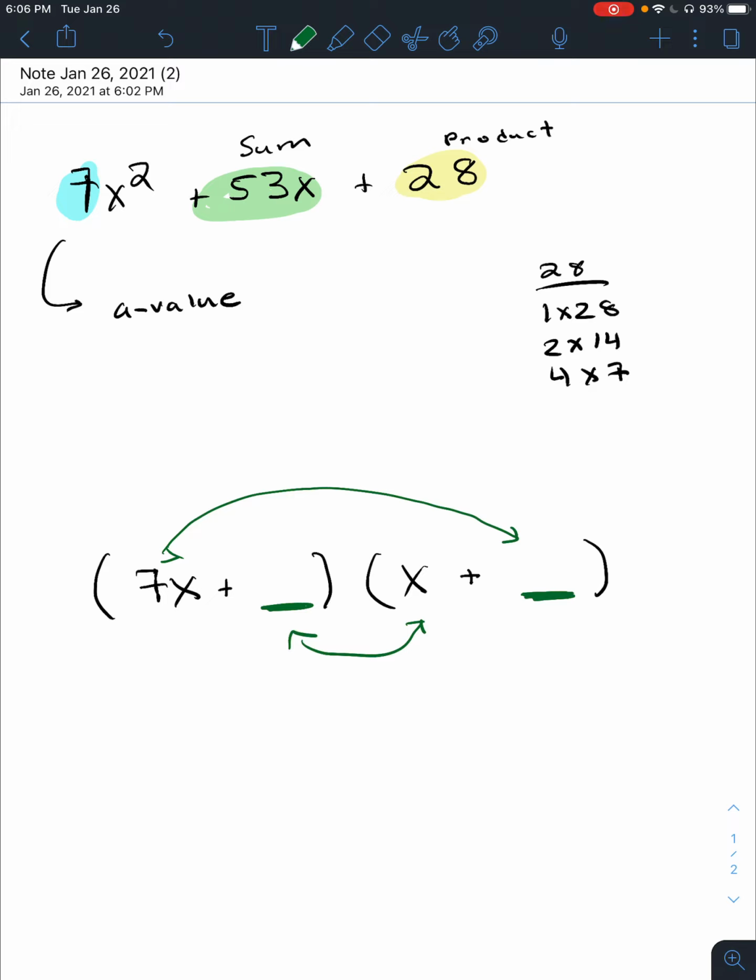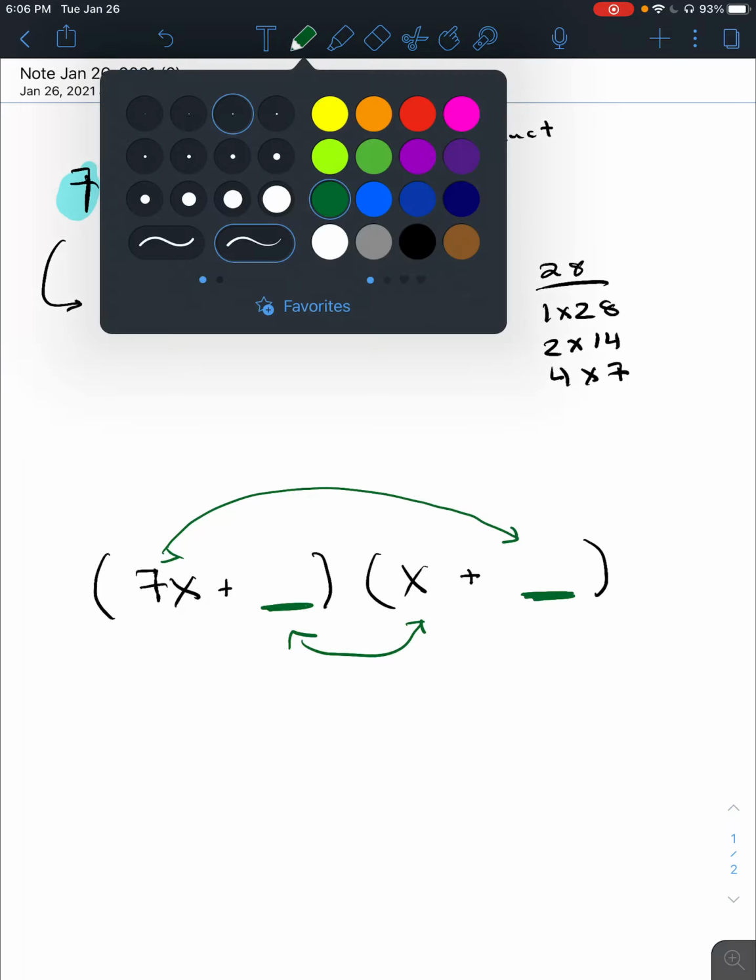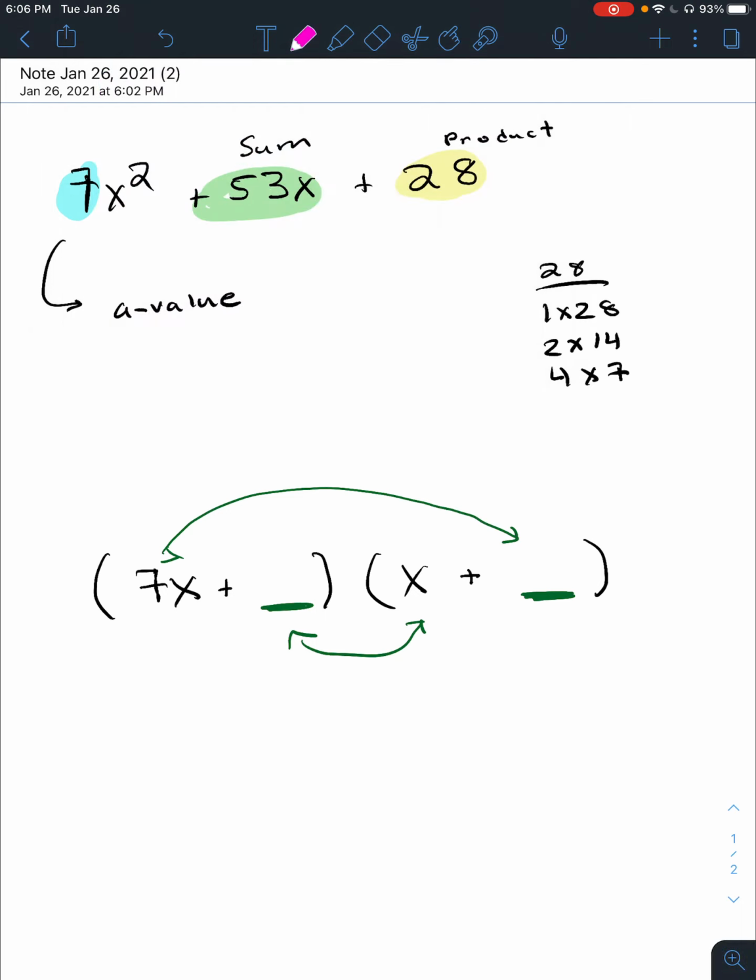So when I'm looking at my options of 1 and 28, 2 and 14, 4 and 7, you can blindly pick one and just plug it in and check if it works. So I'm just going to do that real quick. I can write 1 and 28. But I hope you see already that this is not a good idea because 7 times 28 is such a huge number. That's not going to give me a 53. So I'm not going to even bother calculating that.